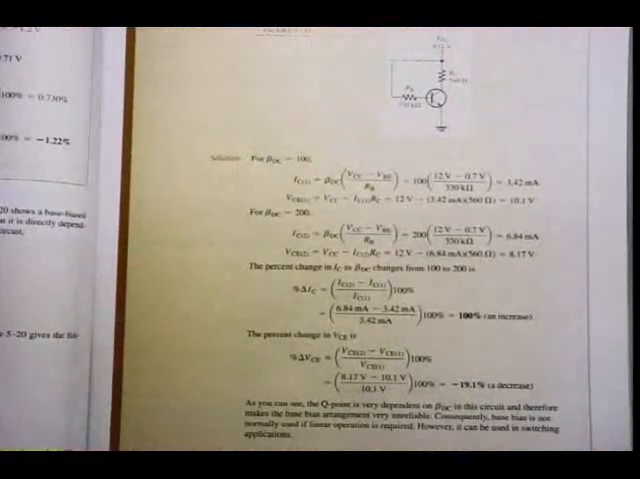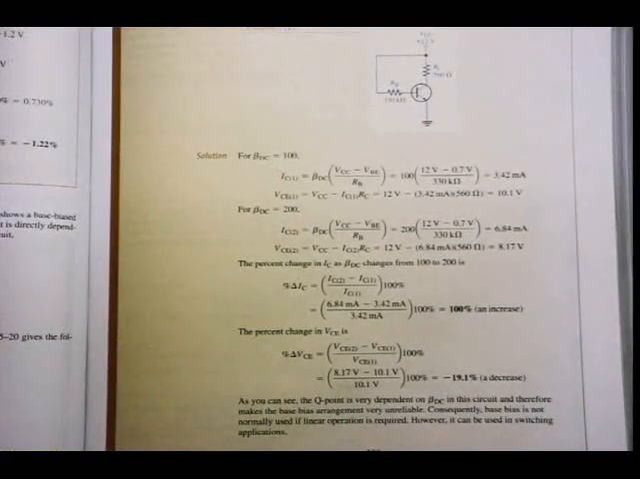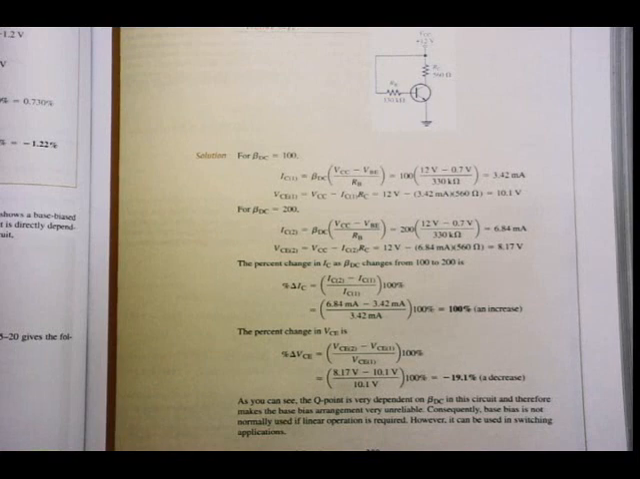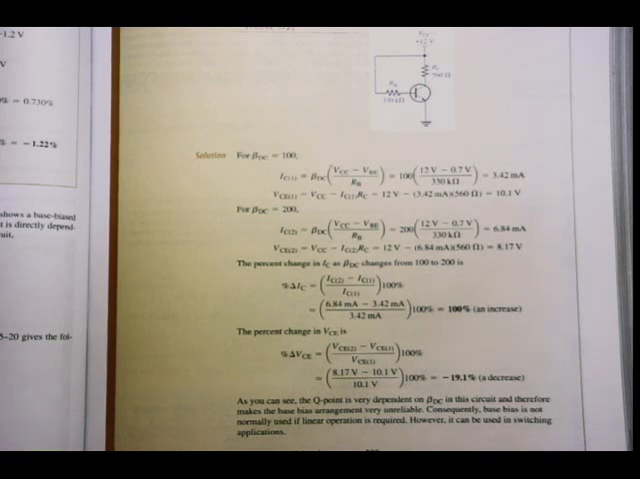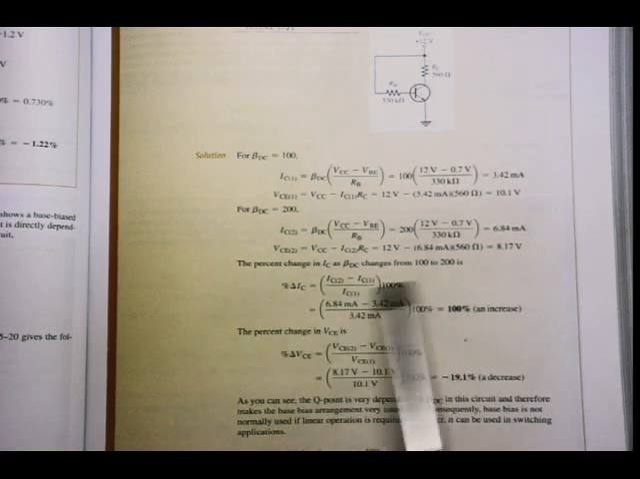Alright, let's have a look at the example on the next page. Example 5.8. Determine how much the Q point, remember, Q point parameters IC and VCE, for the circuit in figure 5.21 will change over a temperature range where beta DC increases from 100 to 200 for whatever reason. You change the transistor or temperature or whatever. So you know already, as we've seen with the emitter biasing circuit, I have to do two sets of calculations, one for beta at 100 and the other at 200. And I calculate IC and VCE in both cases, then the percentage change I can calculate again there.